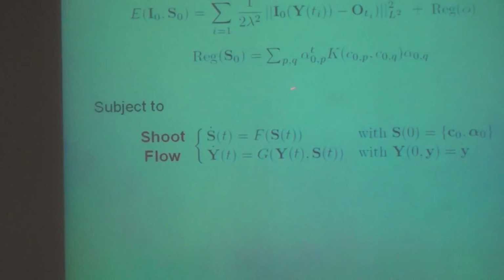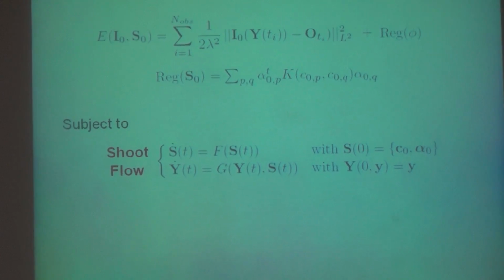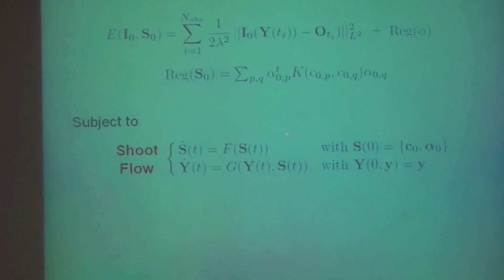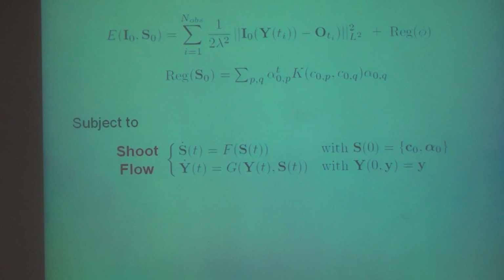So now we have a more specific criterion, now parameterized by the baseline image and the control points and momenta at 0. Again, it's a data matching term, which here is just a sum of squared differences of the intensities, the L2 norm on the images, and some regularity on the deformation. The regularity is measured as the kinetic energy of these particles. And again, it's subject to those ODEs I showed before, one involving shooting the control points and the other flowing the image voxels along the inverse deformation, with the initial conditions of C0, alpha 0, and the voxel locations.